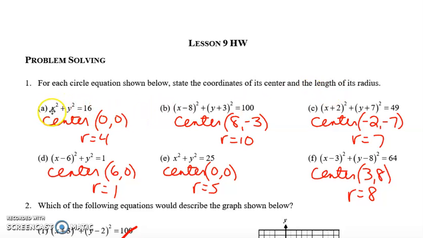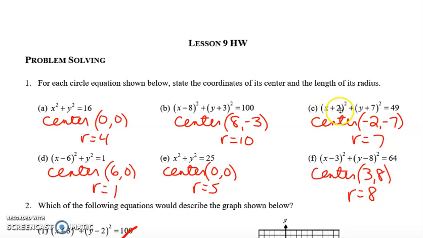of the radius. So the center of the circle are the numbers that are next to the x and the y. So since there are no numbers here, the center of this circle in A is 0, 0. Now this number on the right is the radius squared. So in order to find the radius, all I'm doing is taking the square root of 16, which is 4. So again, the center are the numbers next to the x and the y, but I do have to remember to change the signs. So the center is positive 8, negative 3. And again, this is the radius squared, so the square root of 100 is 10.